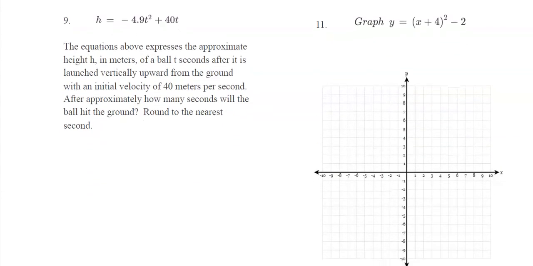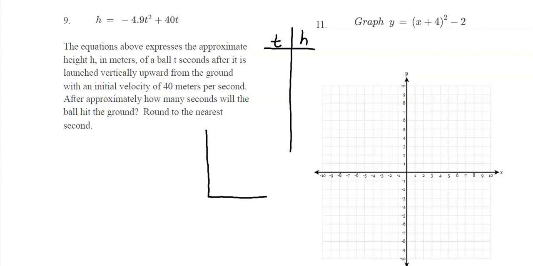Number 9, a physics problem. This one was also on the SAT worksheet we did. And we have a height equation. And we have T over there, and it says H is the height, T is the seconds, and then they got some other physics knowledge. But let's cut right to the chase. So T and H. And when we graph this, time is down here and the height is here.